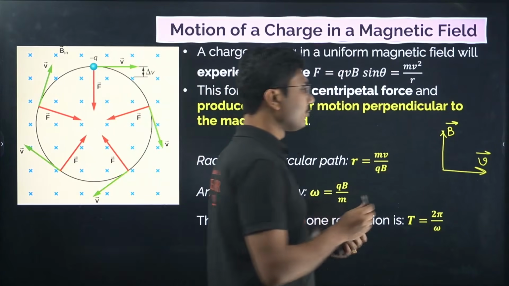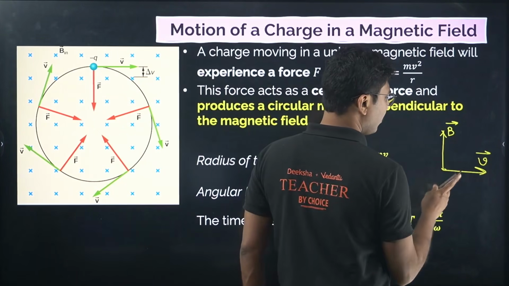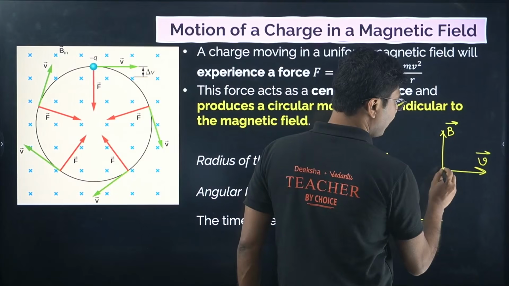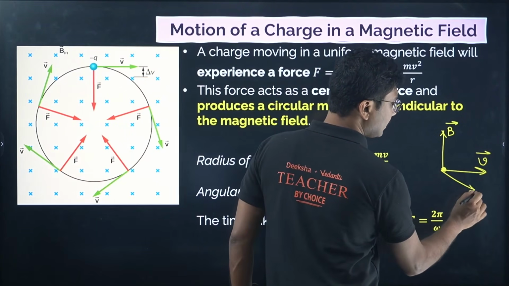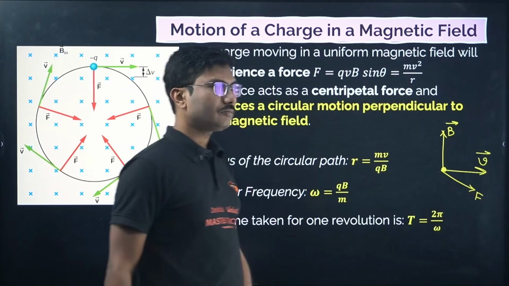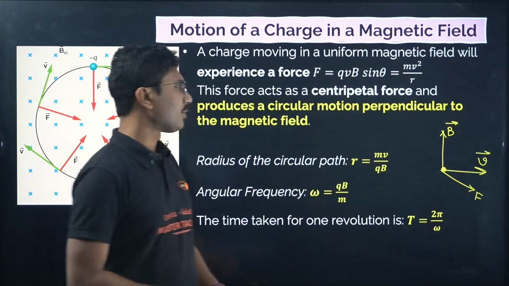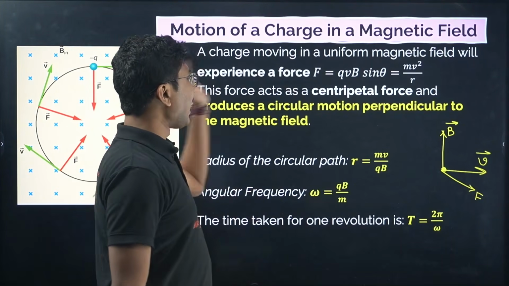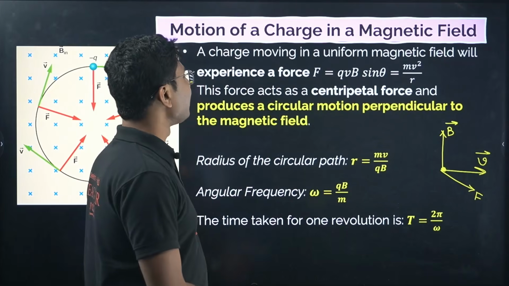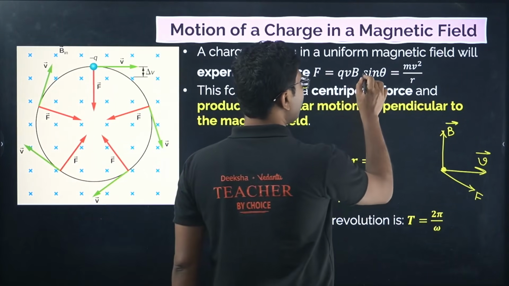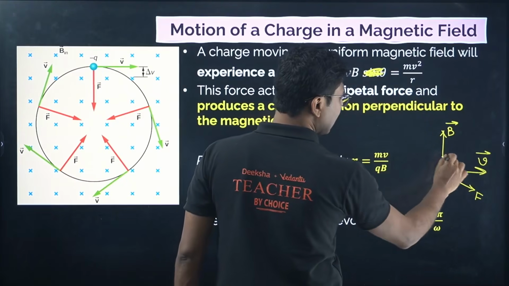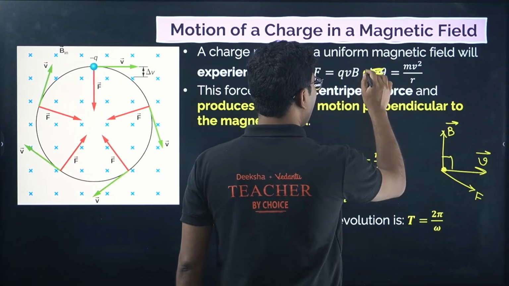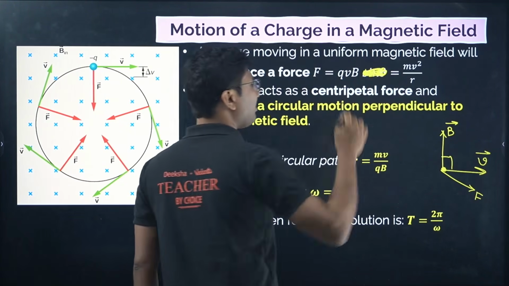So here the force will be out of the page of the paper, so it will be a dot. It is three-dimensional, so it will be out of the page, or you can draw it like this. This will be the direction of force. Now, a charge moving in a uniform magnetic field will experience a force F equals QVB sin theta. If they are perpendicular like this, sin theta will be 1, so sin theta will not play any part over here.